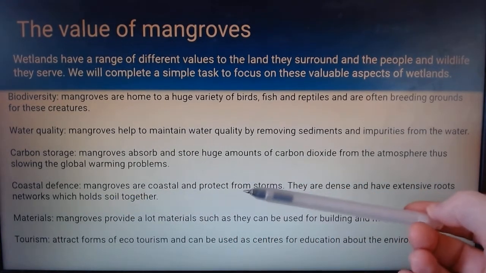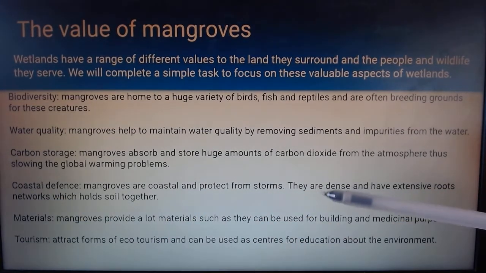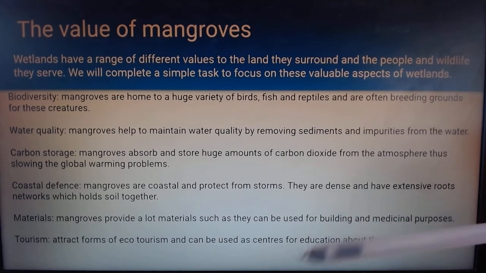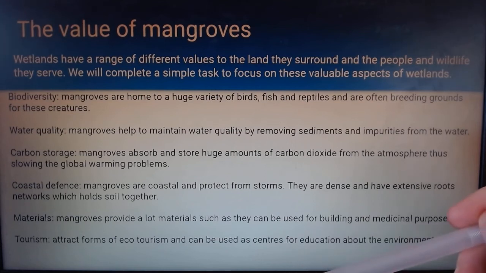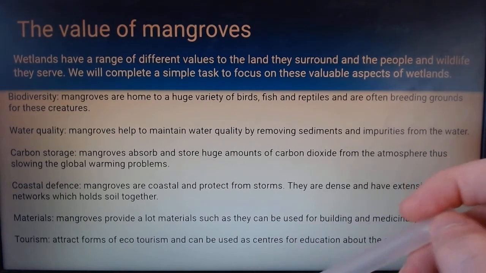Mangroves are coastal, and they protect us from storms. This is probably the biggest thing they do for the Bahamas. They're incredibly dense vegetation. Look back at the pictures I showed you of the red and black mangroves, and they have extensive root networks which hold the soil together, hold the sand dunes together, and they're vitally important against slowing down and breaking up waves.